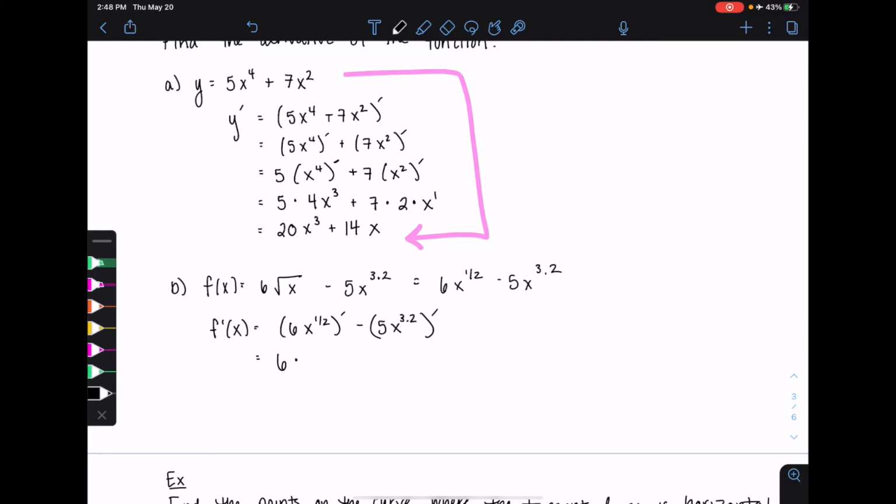So the constant stays attached. Derivative of x to the 1/2 would be, you bring the power down and you decrease it by 1. Same thing, bring the power down, so it'd be 5 times 3.2, decrease the power by 1. 6 times 1/2 is 3. 1/2 minus 1 is negative 1/2. If you do 5 times 3.2, it's going to give you 16. 3.2 minus 1 gives you 2.2.